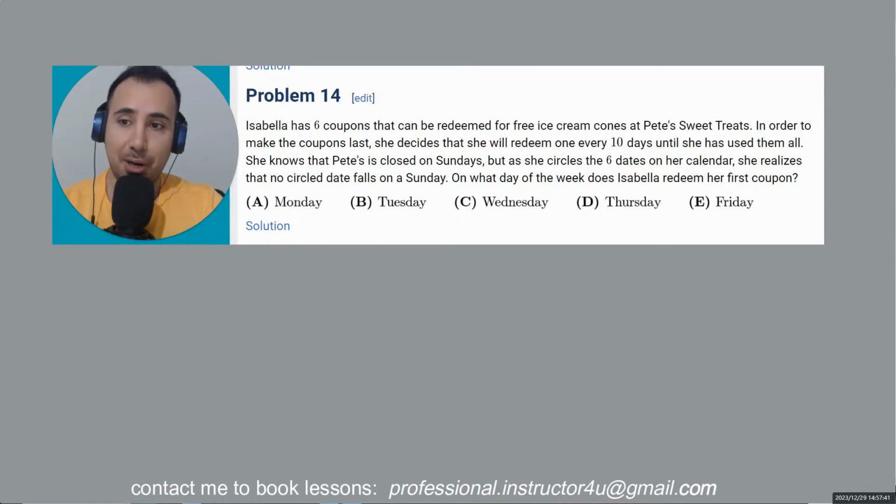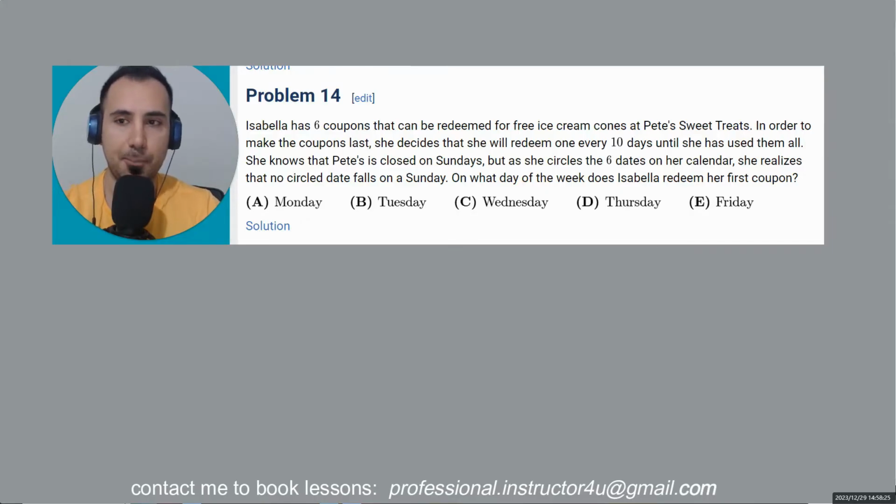Problem 14, with the right approach, it's extremely easy and simple. Let's go and read it. Problem 14, Isabella has 6 coupons that can be redeemed for free ice cream cones at Pete's Sweet Treats. In order to make the coupons last, she decides that she will redeem one every 10 days until she has used them all. She knows that Pete's is closed on Sundays, but she circles the 6 days on her calendar. She realizes that no circled date falls on a Sunday. On what day of the week does Isabella redeem her first coupon?